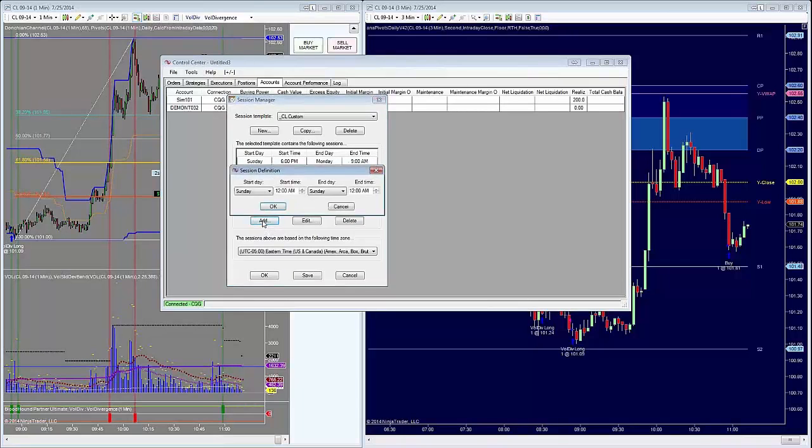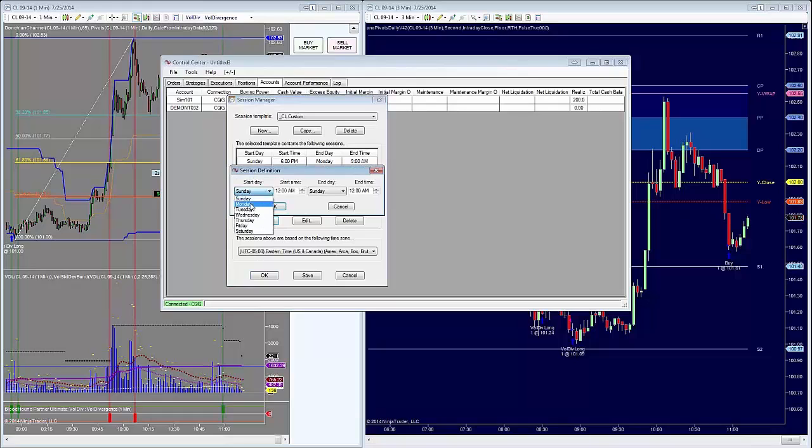in the morning. So then I add another one from Monday, 9 a.m. to Monday, 2:30 p.m., which is when crude oil closes. And then I can just right-click on this now that I built this main regular trading hour session. Right-click on that. Add Monday through Friday. You see that? So now all I have to do is select from 2:30 to 5:15, which I'll do now.